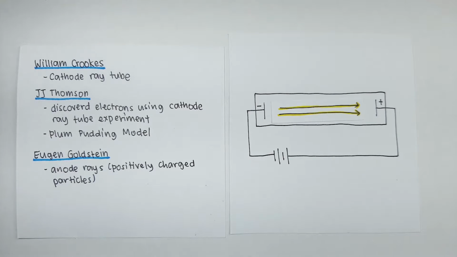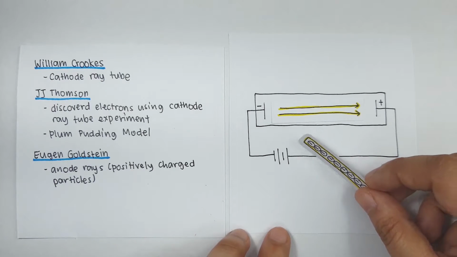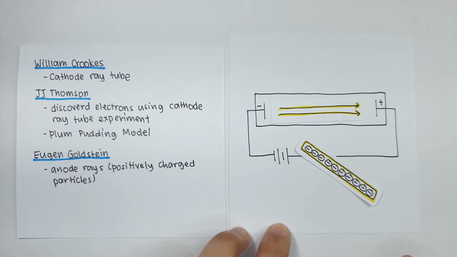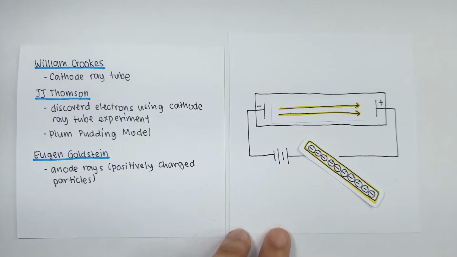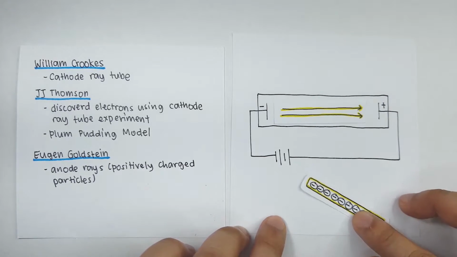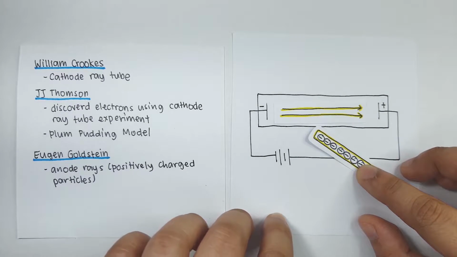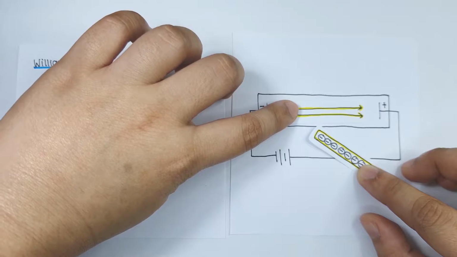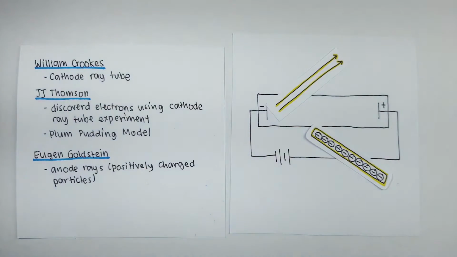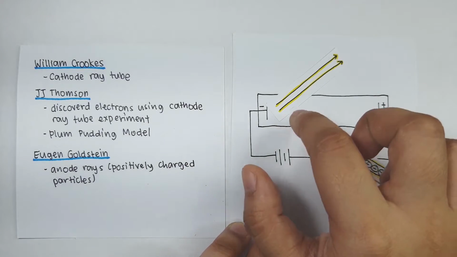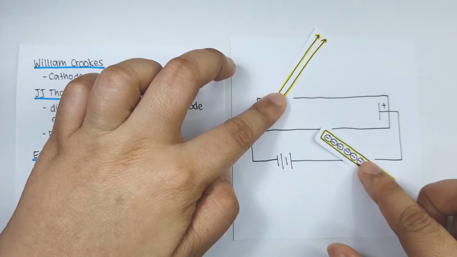But this time, he took a rod that is negatively charged. So isipin nyo na itong rod na ito ay puno ng mga negatively charged particles. And what he did was that nilapit niya yung rod dun sa ray. And ang nangyari is that yung ray is nag-deflect, which ultimately proves that this ray is composed of negatively charged particles dahil yung rod and yung ray repels from each other.